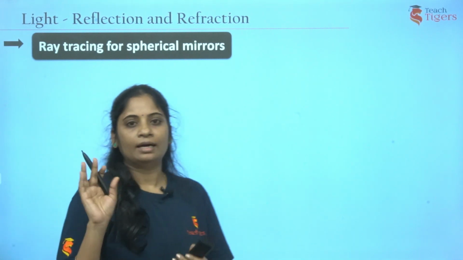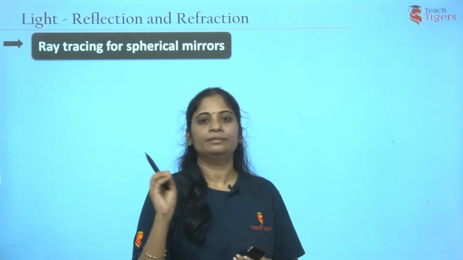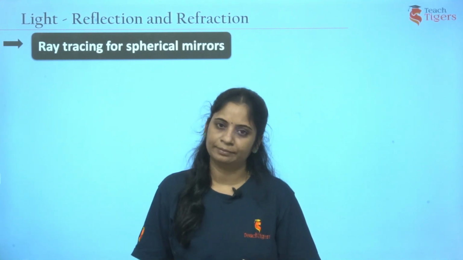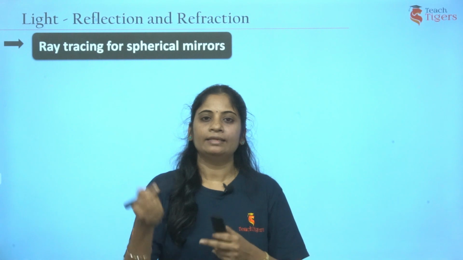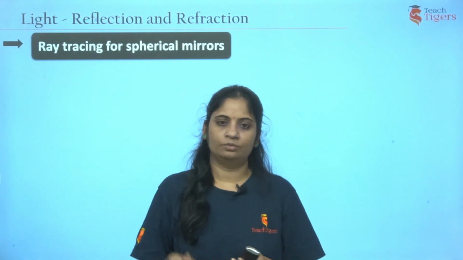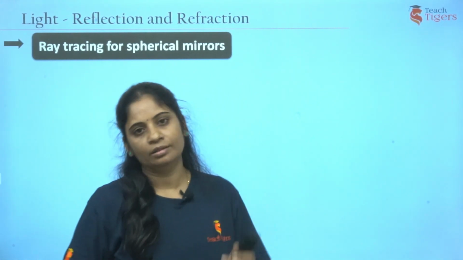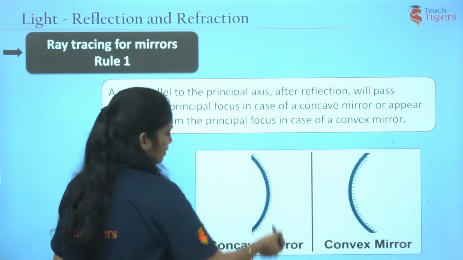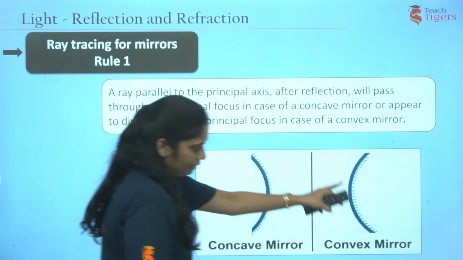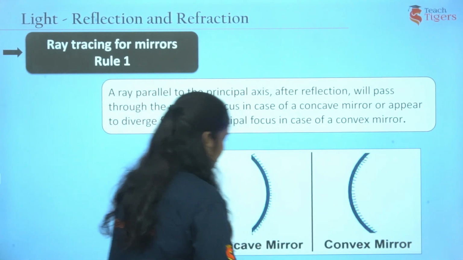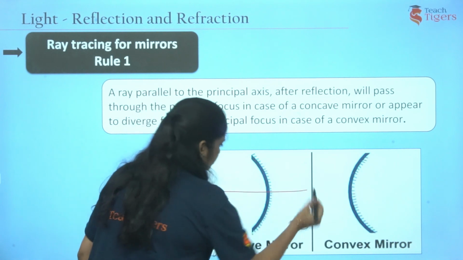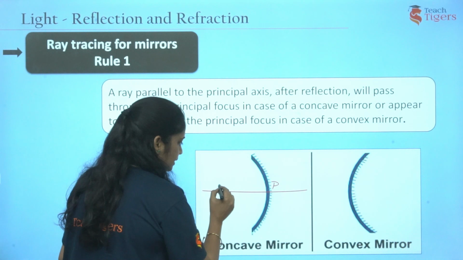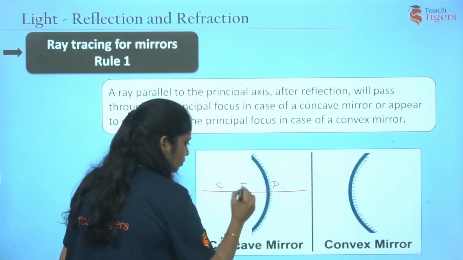I told you there are representative rays which are picked and their behavior is studied. There are 4 such rays that are taken. Based on that, there are 4 ray rules which are formed. So let us see all the 4 ray rules. If you see the first ray rule, here there is a concave mirror and there is a convex mirror. This is the principal axis, so pole, center of curvature, and this is the focus.